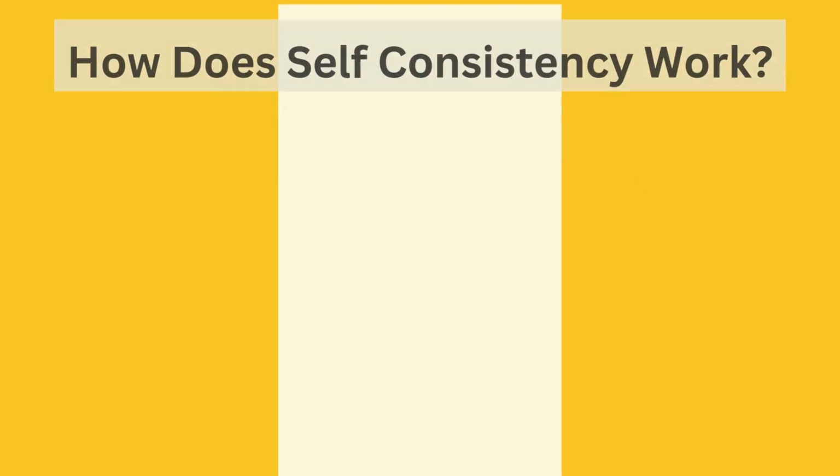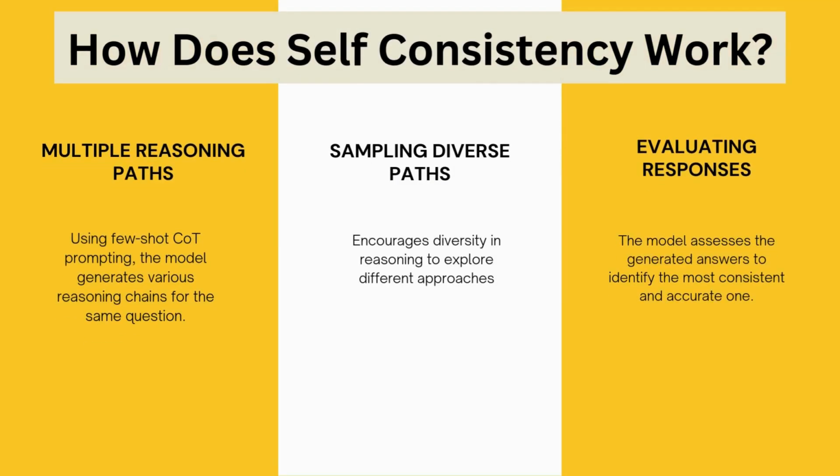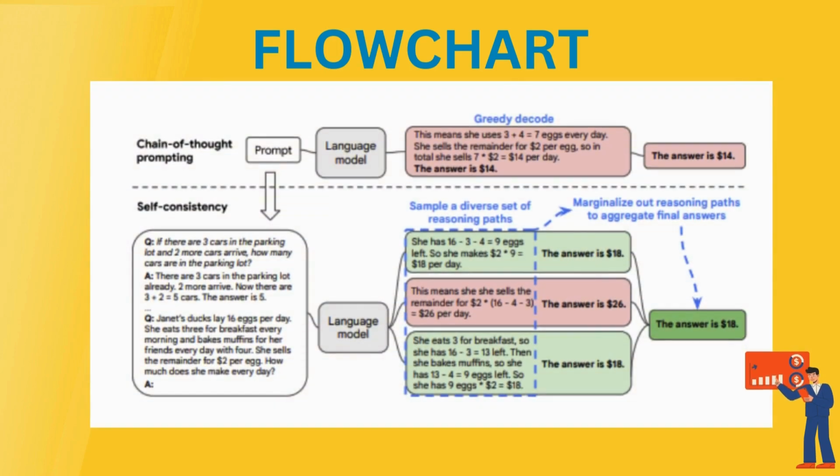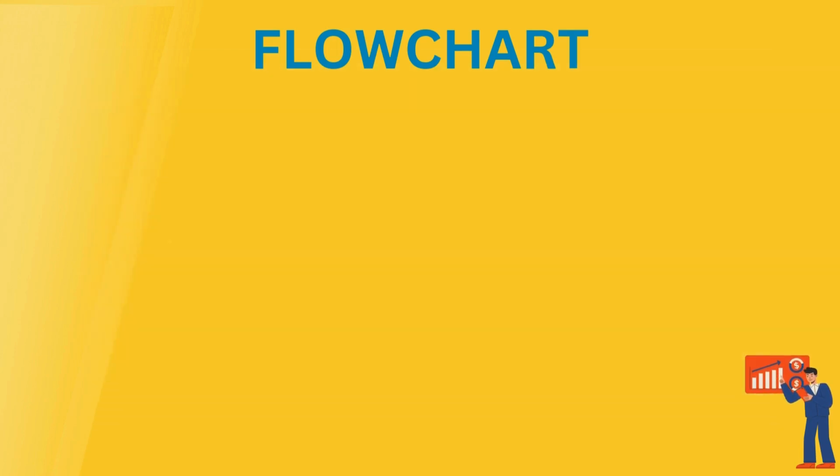How does self-consistency work? 1. Multiple reasoning paths. Using few-shot COT prompting, the model generates various reasoning chains for the same question. 2. Sampling diverse paths. It encourages diversity in reasoning to explore different approaches. 3. Evaluating responses. The model assesses the generated answers to identify the most consistent and accurate one.